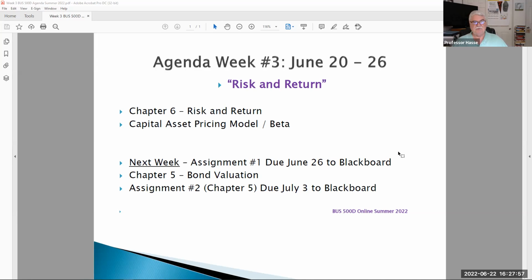We'll talk about risk and return and bonds and stocks in the upcoming week and weeks, and you'll be assessed accordingly.